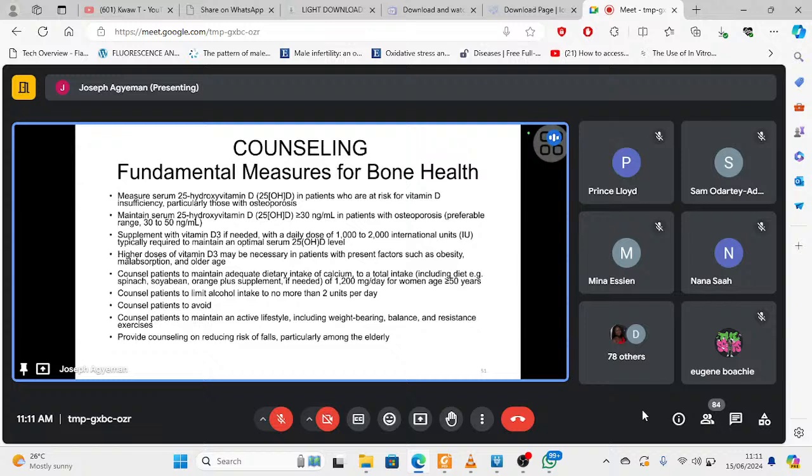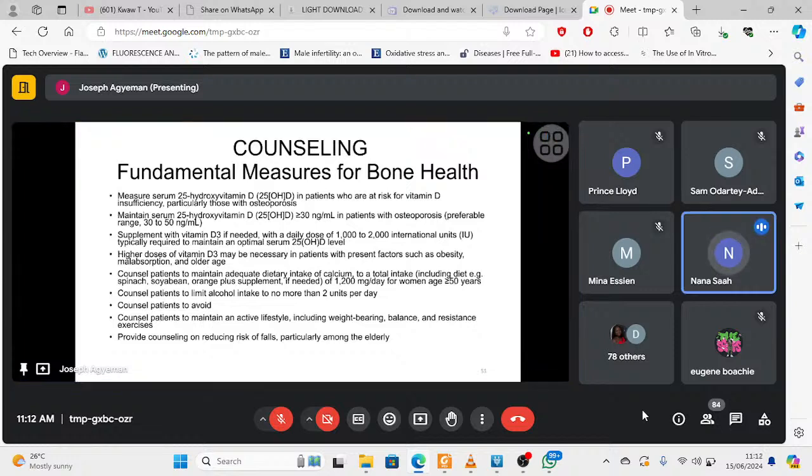Any question? If not, then this will be the end of our osteoporosis discussion. Class captain, any questions, any information, any announcement? Doc, please, I have a question.